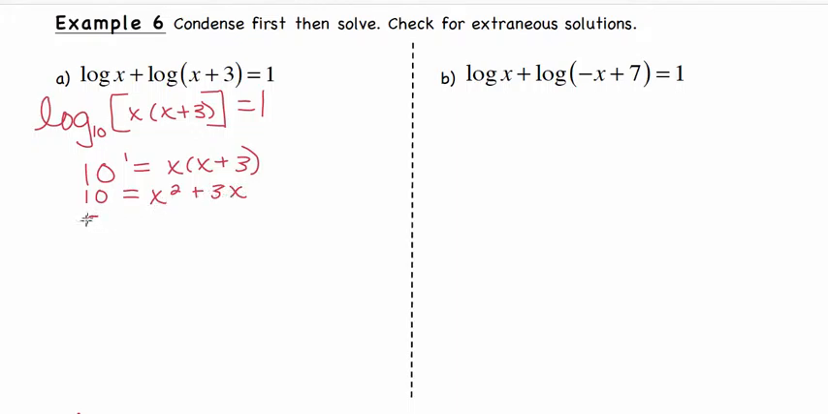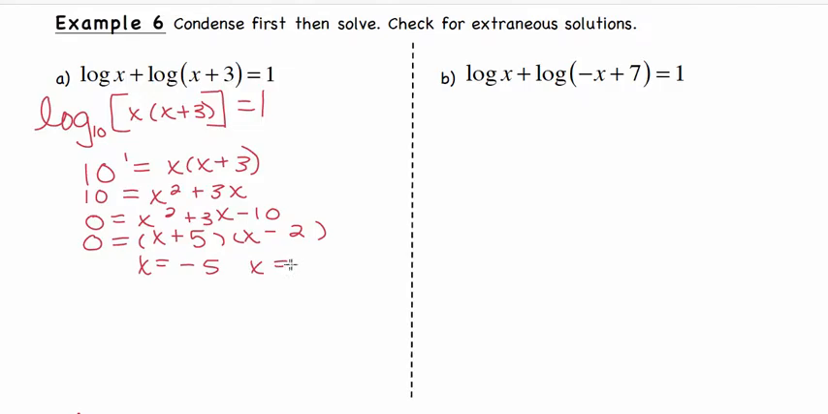And then I'm going to solve by factoring because it's quadratic. So I'll subtract 10 from both sides and then factor. And factors of negative 10 that add to positive 3 will be plus 5 and minus 2. And our two answers are going to be x is equal to negative 5 and x is equal to 2.